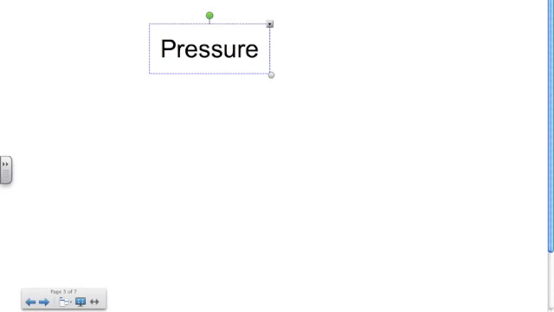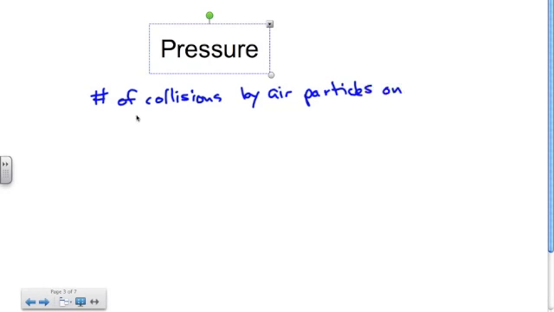Now we have to talk about what pressure is. Pressure is essentially the number of collisions by air particles on a given surface area. So if you feel pressure, or if there's pressure within a container, that is because air particles are hitting it. And so there's the force of those air particles on the surface of that container.